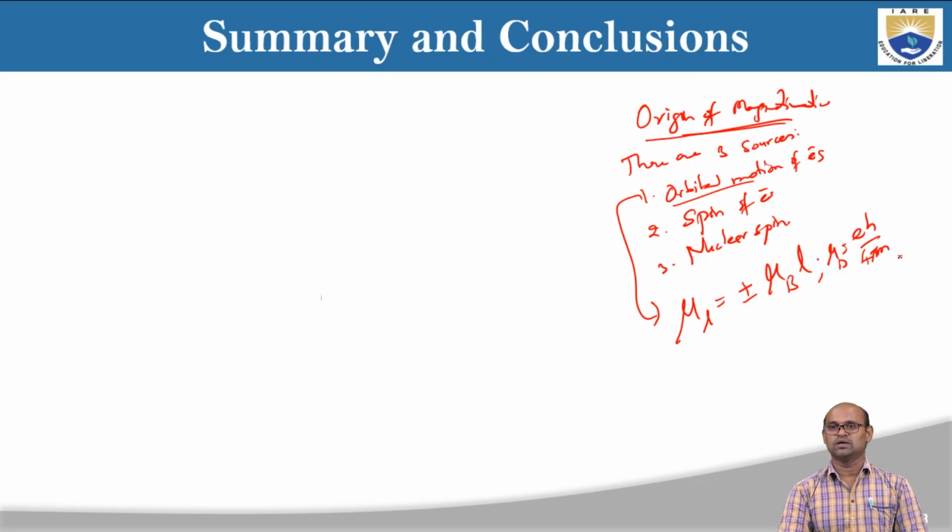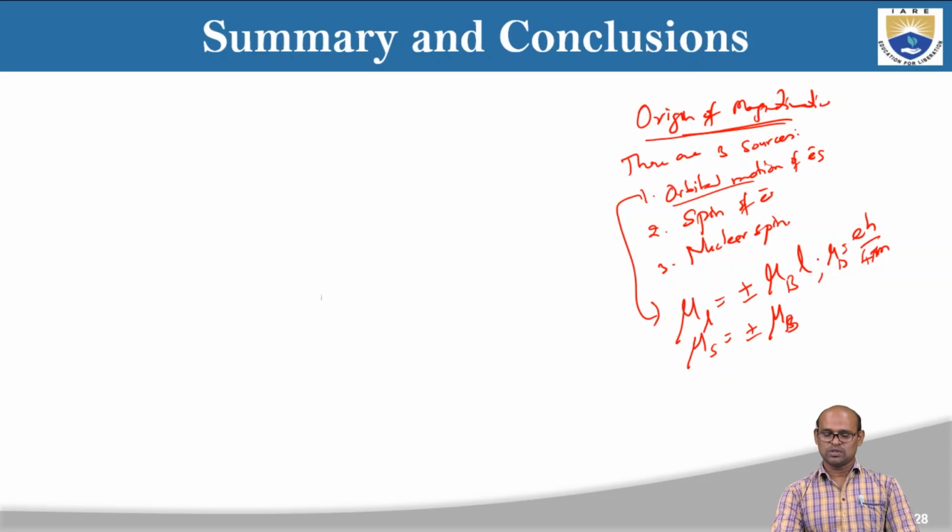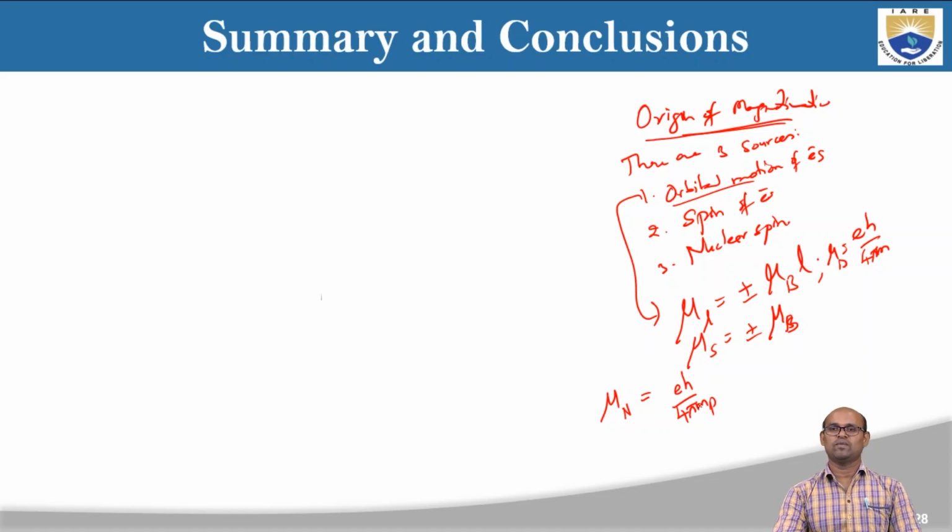And we have also derived the magnetic moment coming from the spin of electron, which is plus or minus mu S, which is plus or minus mu B, right? So that is also equal to 1 Bohr magneton. And the magnetic moment coming from nuclear spin is mu N, which is equal to eh by 4 pi m. And we have also discussed that the Bohr magneton is the smallest magnetic moment an electron can have. Any electron cannot have a magnetic moment less than the Bohr magneton.